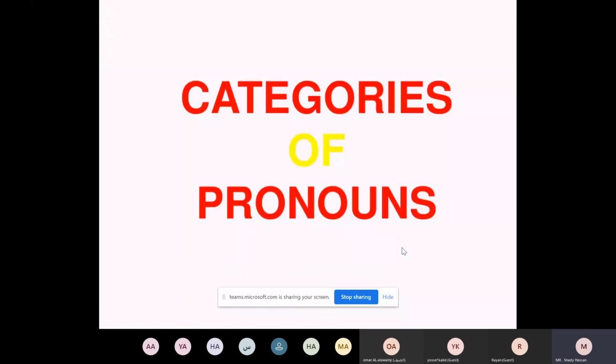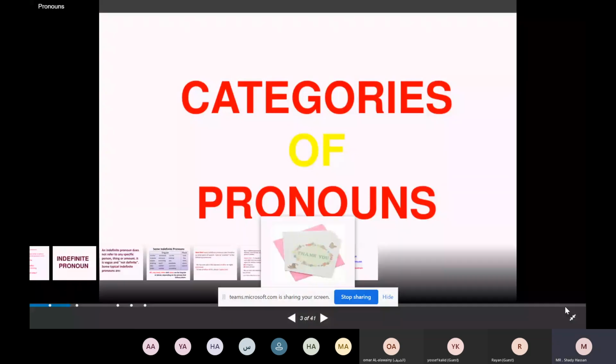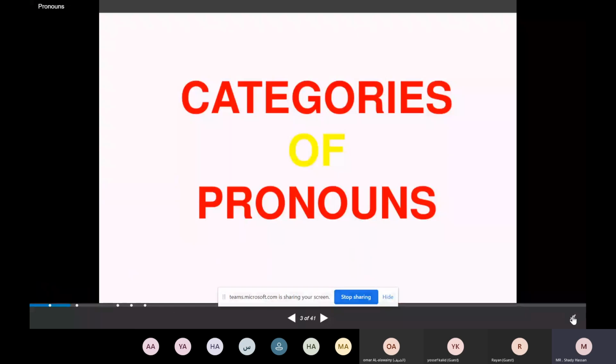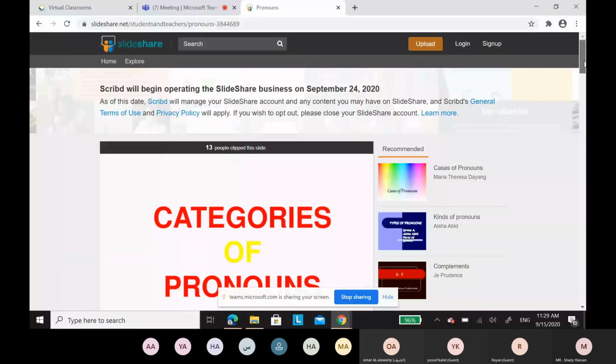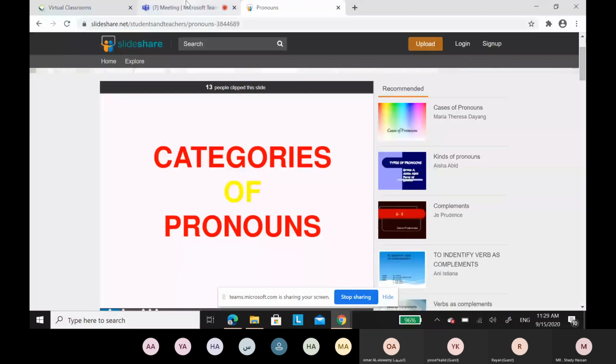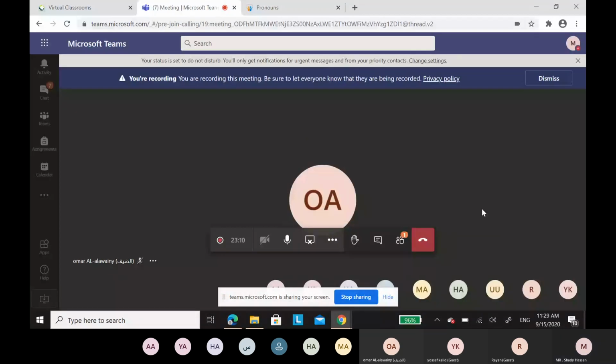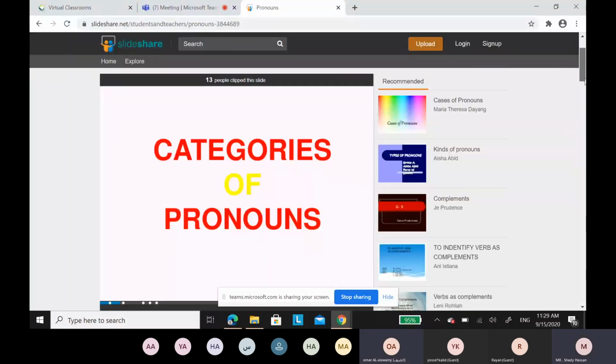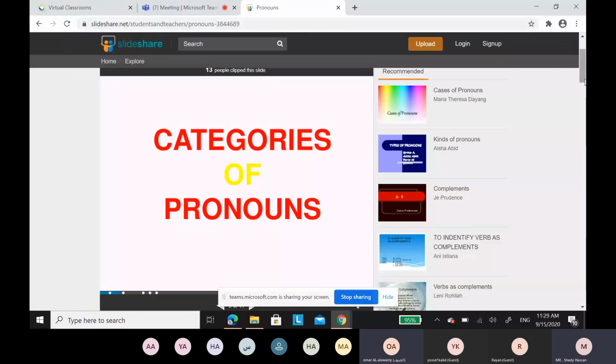Categories of pronouns. We've got 9 categories of pronouns. Who can give me examples of the categories, I mean the types, the kinds, the sorts of the pronouns? Hello? What is your question? My question again is, what are the categories of pronouns? The types, the sorts, the kinds of pronouns.